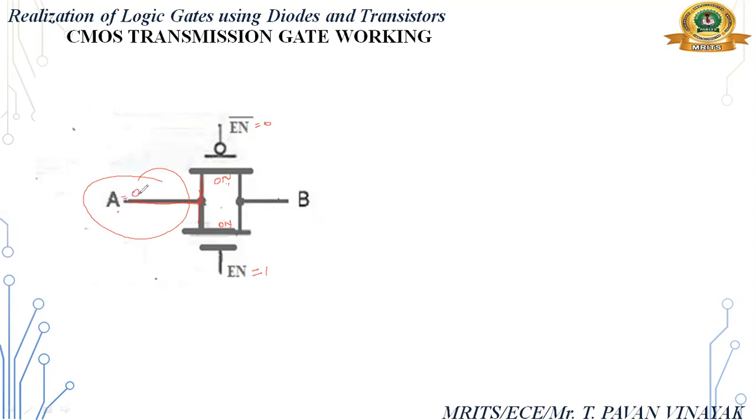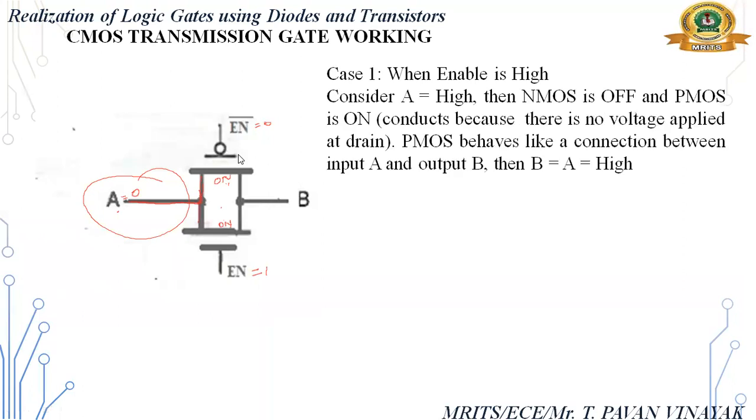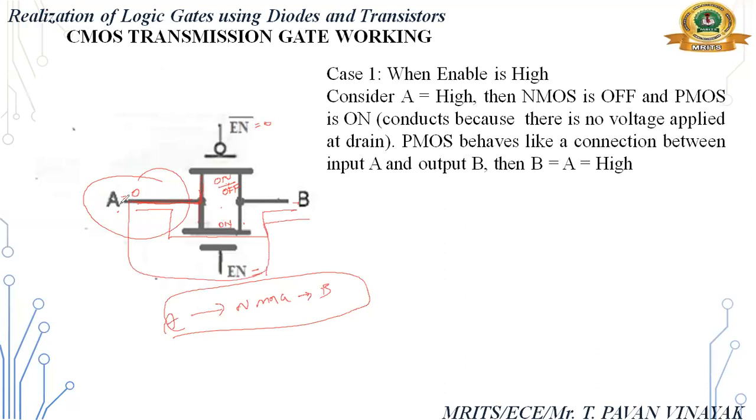When A is equal to 0, let us see the control. PMOS will be off, NMOS will be on. Then the current flows from A through NMOS to B. This is the current flow direction, which means information is transmitting from A to B. So for A, I am giving 0, and B also we get 0. There is a common transmission path.